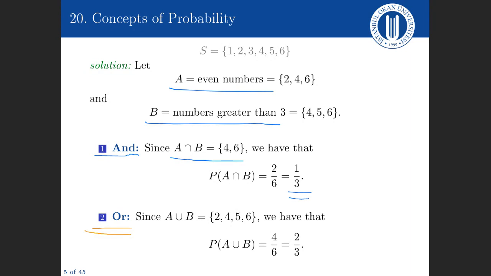The OR question: what is the probability that we have a number which is even or greater than 3? We want the even numbers A together with all of the numbers which are greater than 3. So we want A union B. We want the numbers 2, 4, 5, and 6. And the probability of A union B must be 4 divided by 6, or 2 divided by 3.